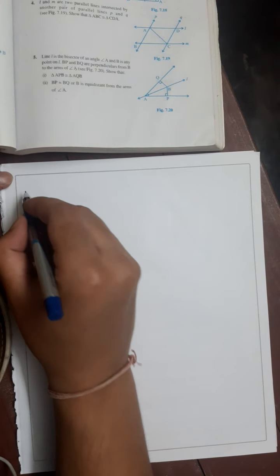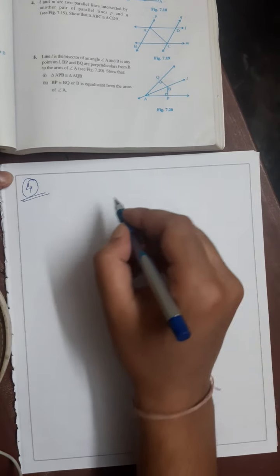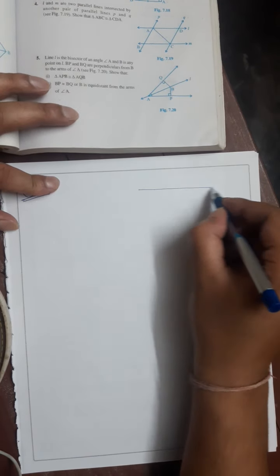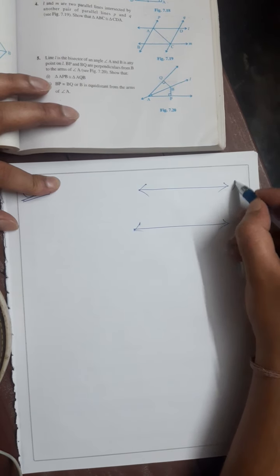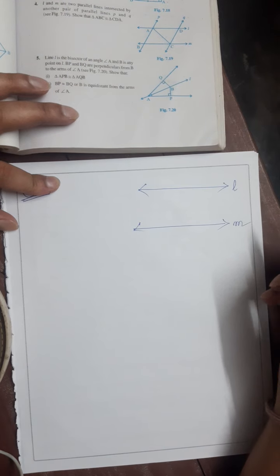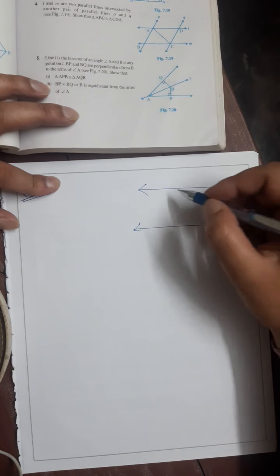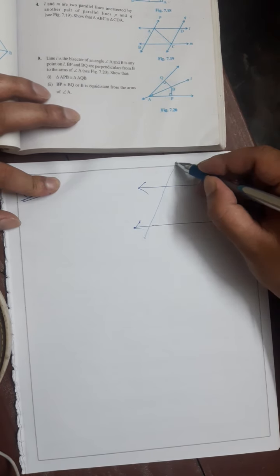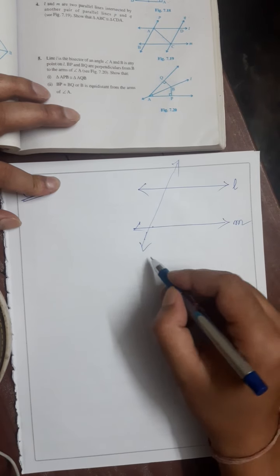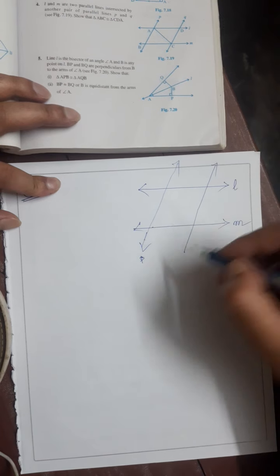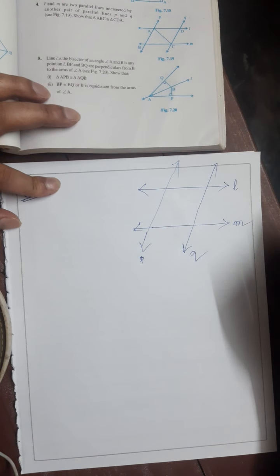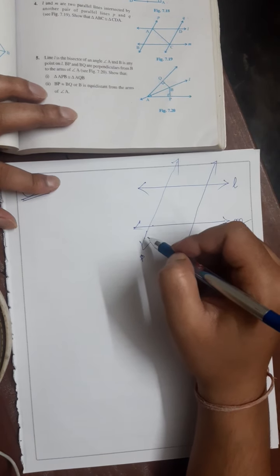Coming to the next question, question number 4. See here, two lines are given. This line is L, this line is M, and these two lines are parallel. Another two parallel lines are given. This line is P, this line is Q, and these two lines are also parallel.